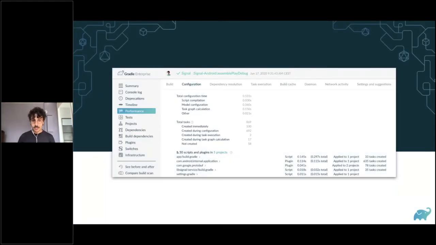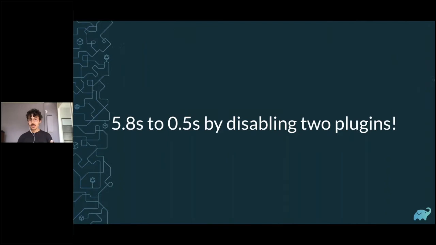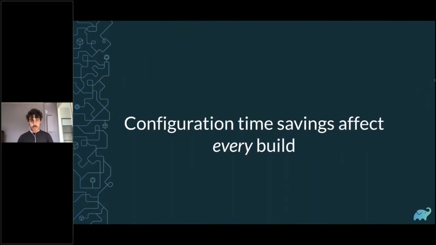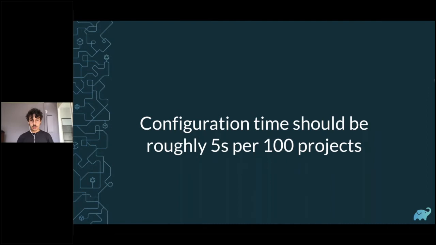In this case, I disabled both Bugsnag and the Witness plugin in the Signal Android app, and now the configuration time is half a second. And that's a lot better, right? From 5 seconds to half a second, just by disabling 2 plugins. And that affects every single build. So no matter if you're just running help or whatnot, you're going to get time savings.